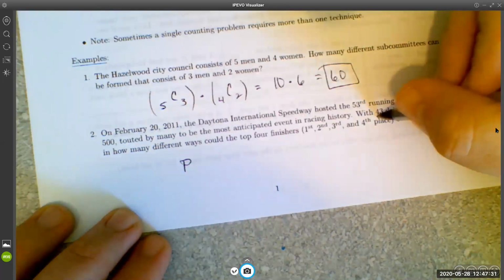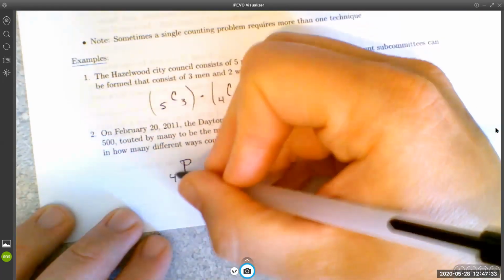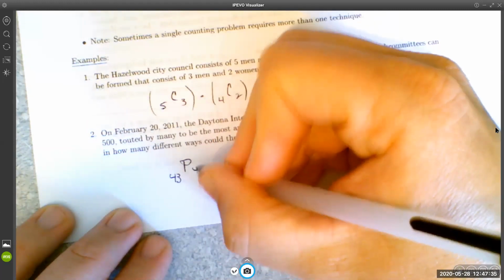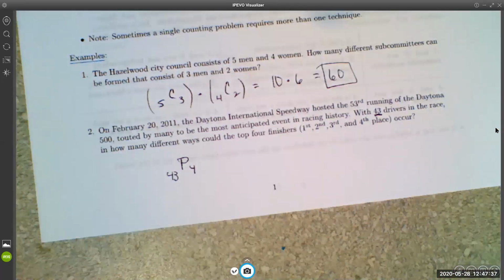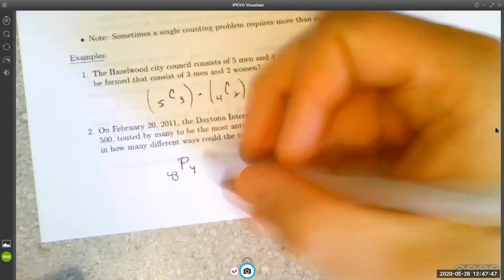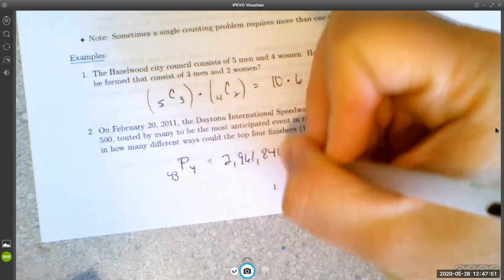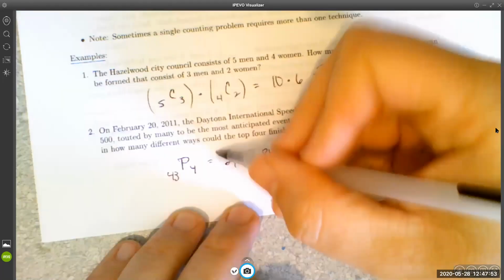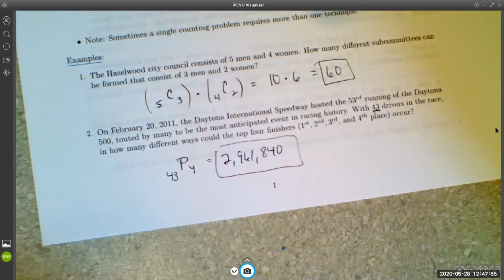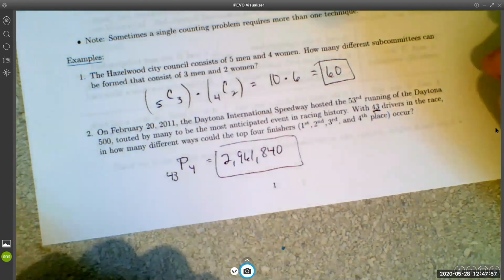Now, in this permutation problem, we have 43 drivers to choose from, and we want to choose the top 4 finishers. So we're going to do 43 permute 4, which is probably a pretty big number. Let me see, 43 permute 4 is 2,961,840. Right? So lots of different ways that the top 4 finishers could occur in this race.